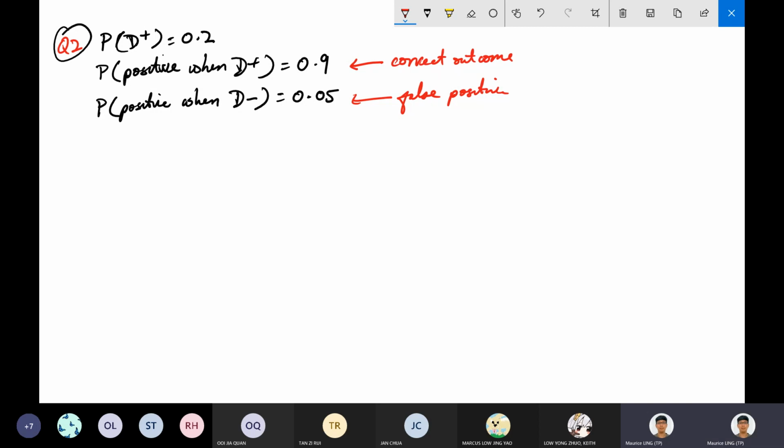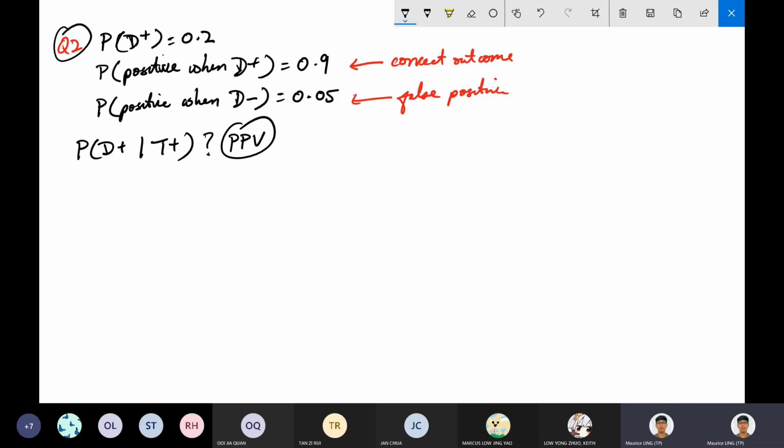So what you want to calculate here is the probability of the person actually having a disease when the test is positive. Because if a person has a disease and the test is positive, it doesn't mean that person is 100% having the disease, because you have false positives. Make sense? So what is this value? This is also known as the positive predictive value of the test.